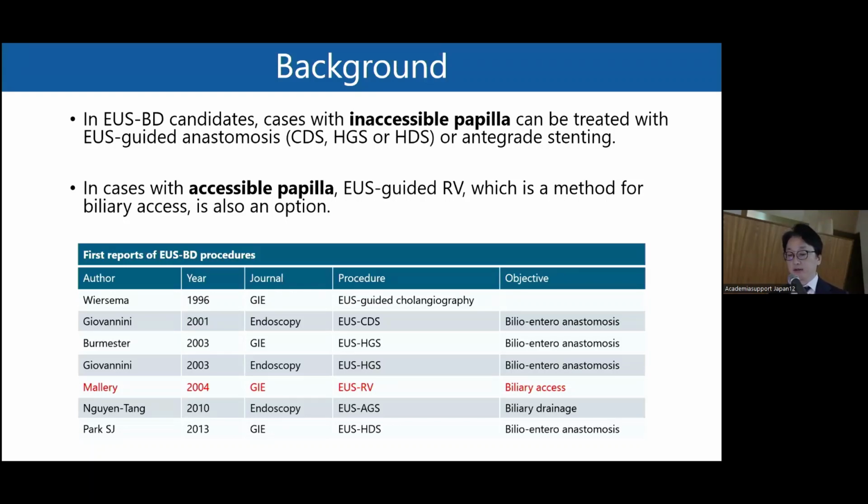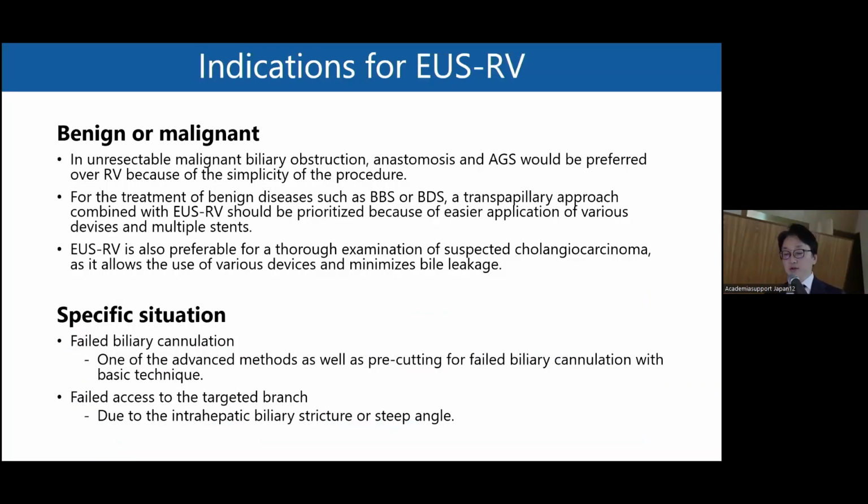In EUS-BD candidates, cases with inaccessible papilla can be treated with EUS-guided anastomosis or antegrade stenting. In cases with accessible papilla, EUS-guided rendezvous, which is a method for biliary access, is also an option. In unresectable malignant biliary obstruction, anastomosis and antegrade stenting would be preferred over rendezvous because of the simplicity of the procedure. However, for the treatment of benign disease such as benign biliary stricture or bile duct stone, the transpapillary approach combined with EUS rendezvous should be prioritized because of easier application of various devices and multiple stents.